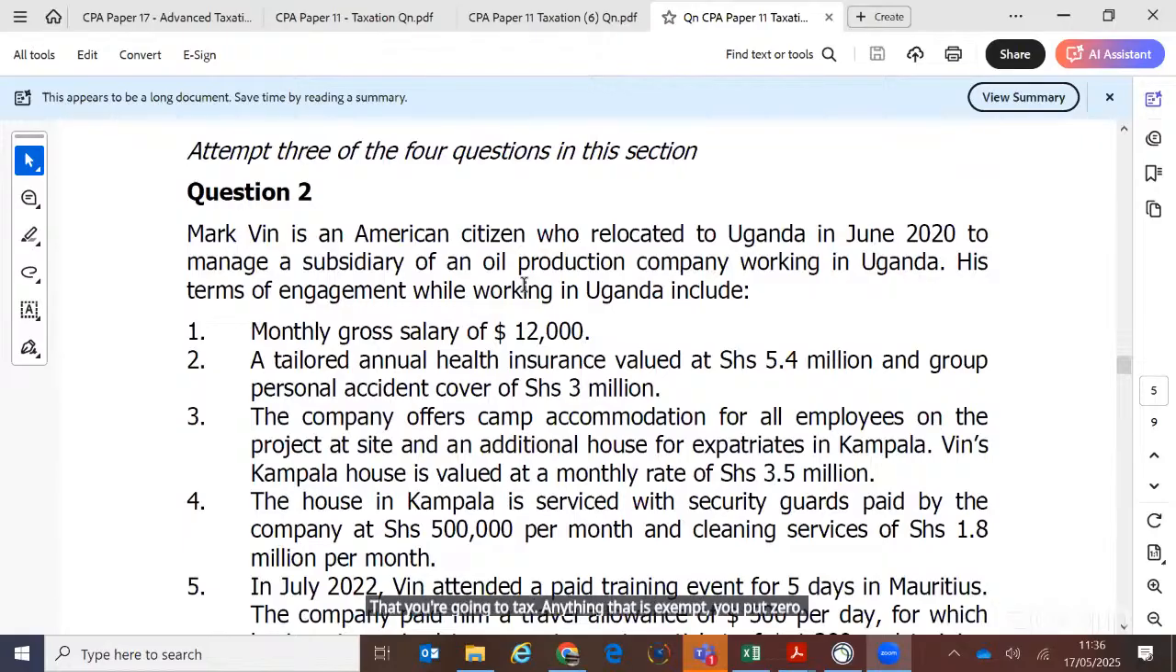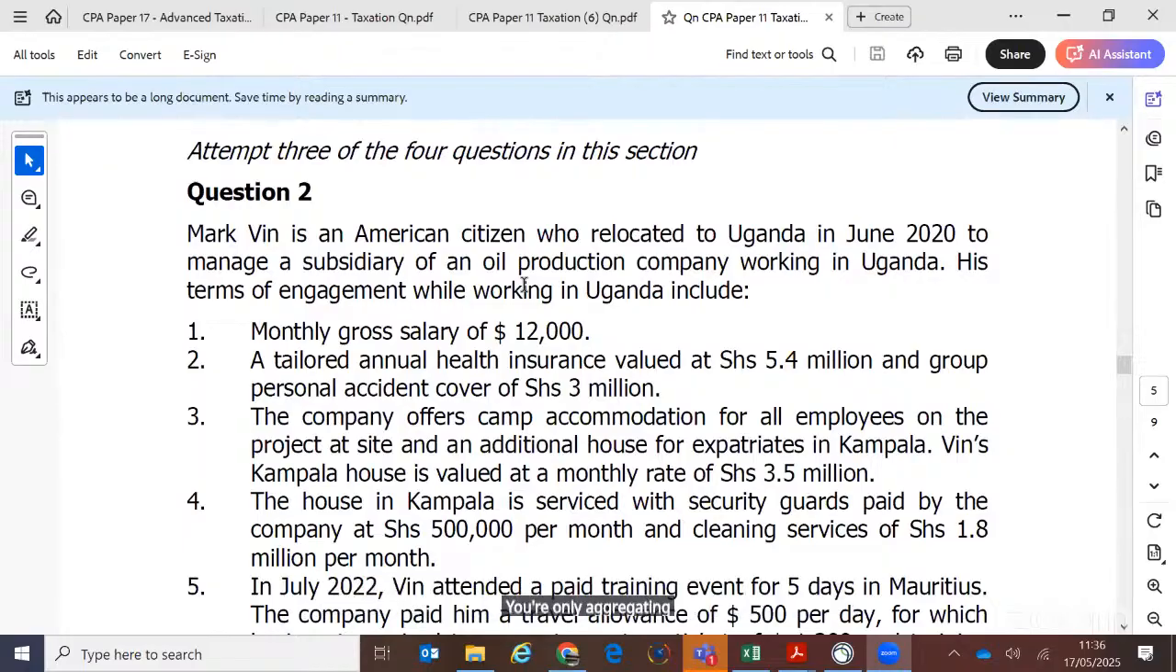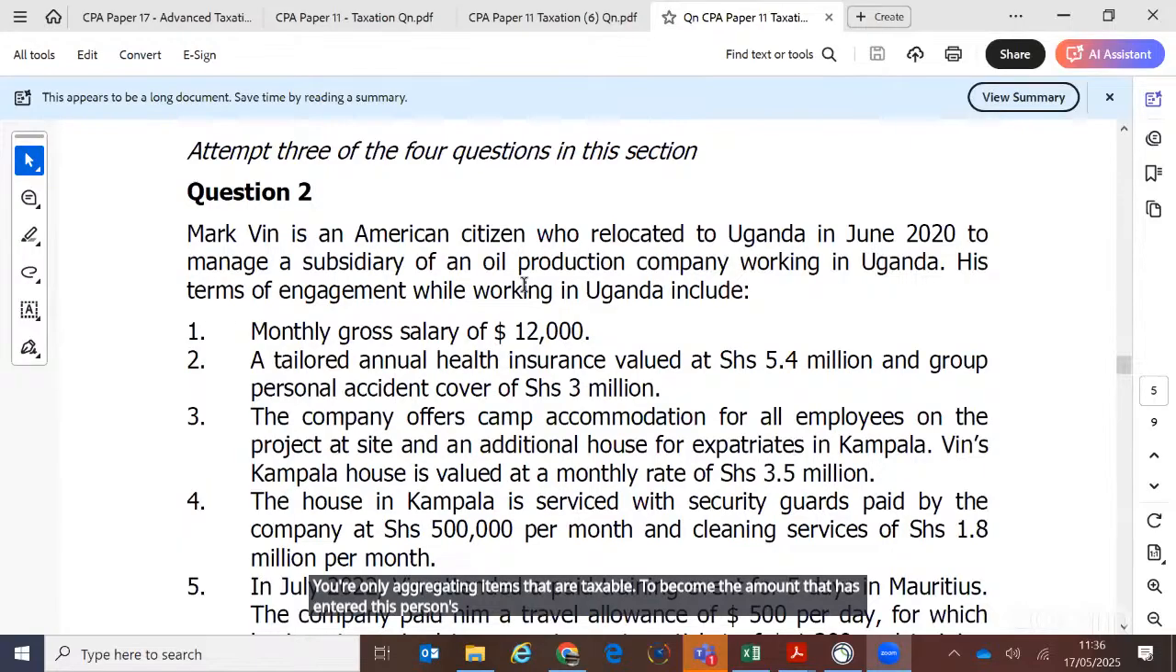I do not want a situation where I've said an item is exempt, but when it comes to the column of amount, you're again putting the amount and then aggregating it with the chargeable income. You're contradicting yourself because you've said an item is exempt. It means you're not going to tax that item. So in the column of amount, you must put 0. So that at the end of the day, you're only aggregating items that are taxable to become the amount that has entered this person's chargeable income.